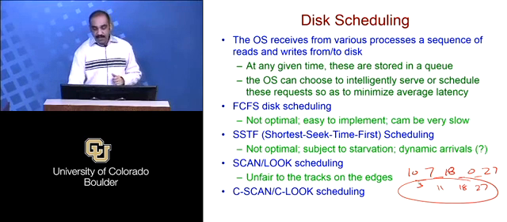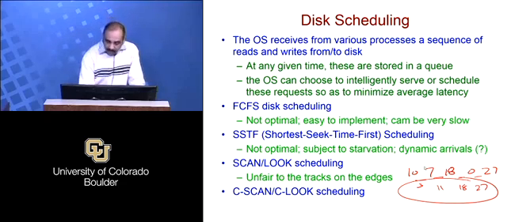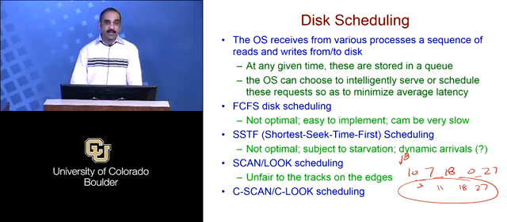So, for example, suppose at this point you are at track number 8. These are the tracks you have to go to. You immediately see that 7 is the closest from 8, so that's the first one you go to. Once you are on 7, the closest one after 7 is going to be 10, so you go to 10.